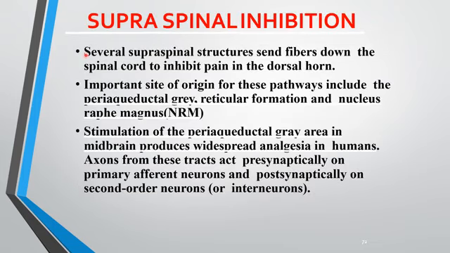If we see the supraspinal inhibition, several supraspinal structures send fibers down the spinal cord to inhibit pain in the dorsal horn. That's why this is called the descending pain pathway. The important sites of origin for these pathways include the periaqueductal gray, reticular formation and nucleus raphe magnus. These three structures are very important in the descending pain pathway, and from these the fibers are sent down. Stimulation of the periaqueductal gray area in the midbrain produces widespread analgesia in humans. Axons from these tracts act presynaptically on primary afferent neurons and postsynaptically on second order neurons or interneurons.